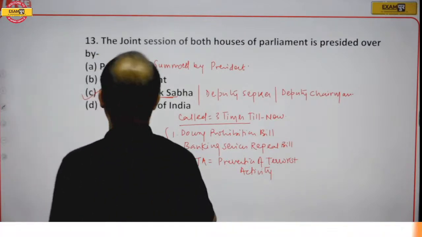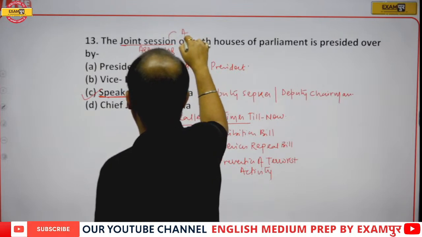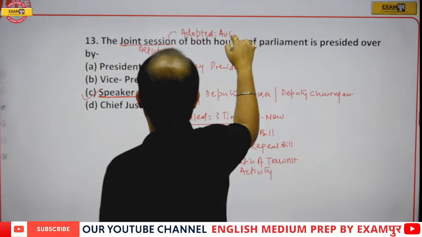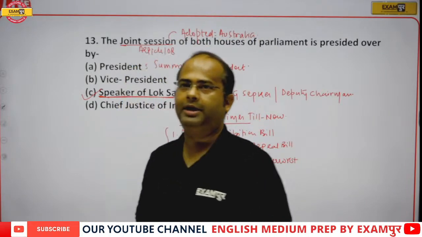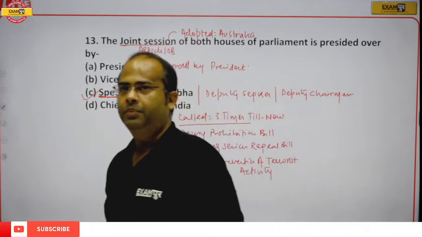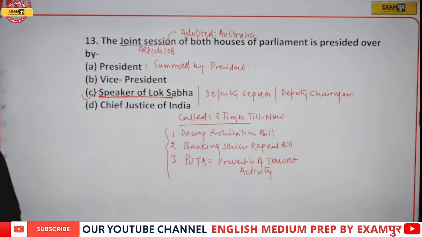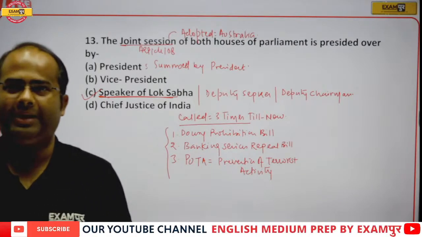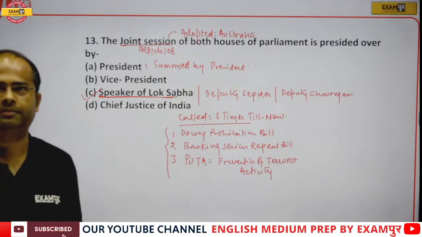And the joint sitting, guys, is defined in Article 108 and adopted from Australia. So the correct answer will be, guys, option C, that is the Speaker, and there is no role of the Chief Justice or Vice President in that matter.